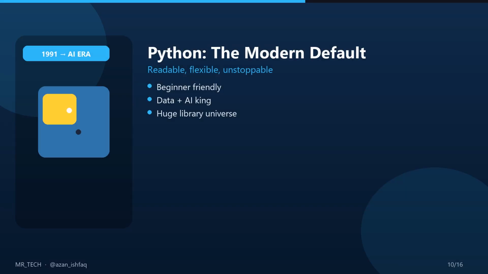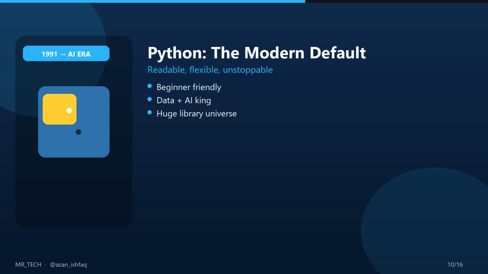Python won by being kind to humans. Clear syntax. Readable code. A culture that values simplicity. First it conquered education and scripting. Then automation. Then data science. Then machine learning and artificial intelligence. Libraries and frameworks turned Python into a gateway for research and production systems alike.